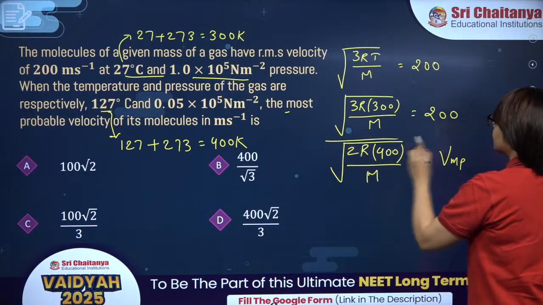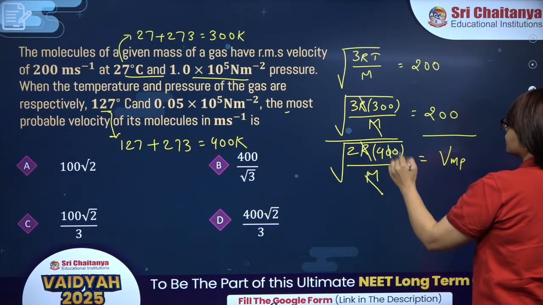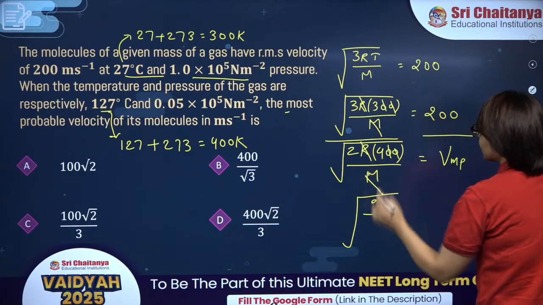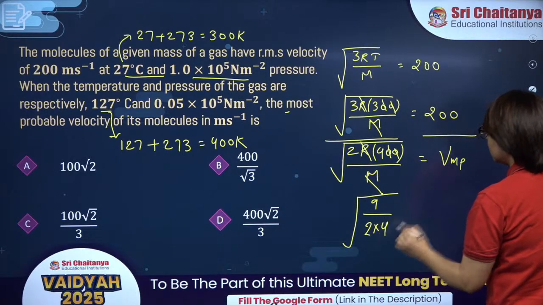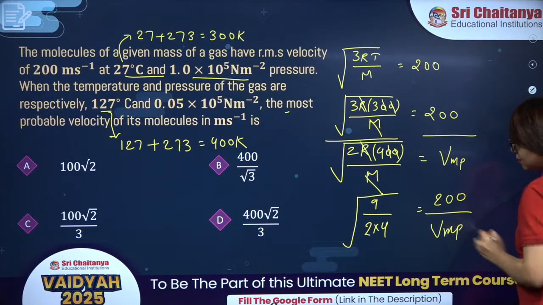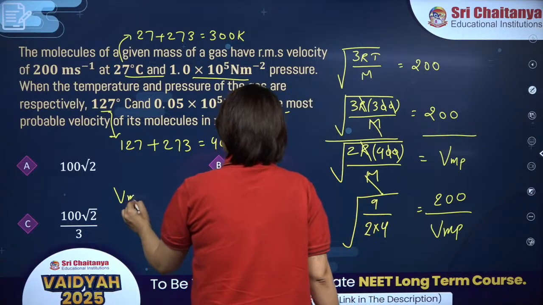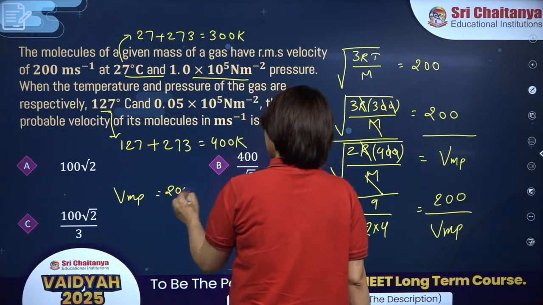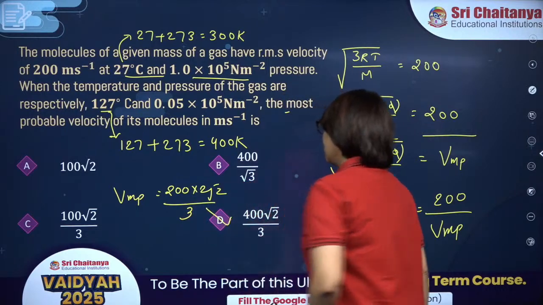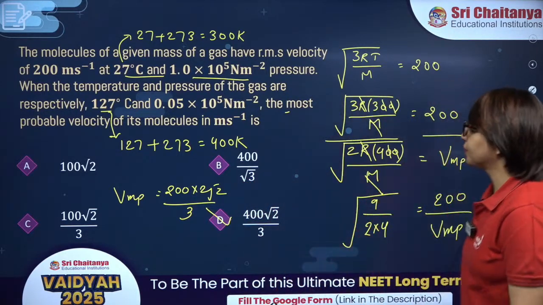You just have to divide these two values to get the answer. R and R cancel, M and M cancel, 0 and 0 cancel. So this is under root of 9 divided by 2 into 4, and that is equal to 200 divided by most probable over here. So V most probable is 200 into 2 root 2 divided by 3, which is 400 root 2 divided by 3. That is how it can be done.